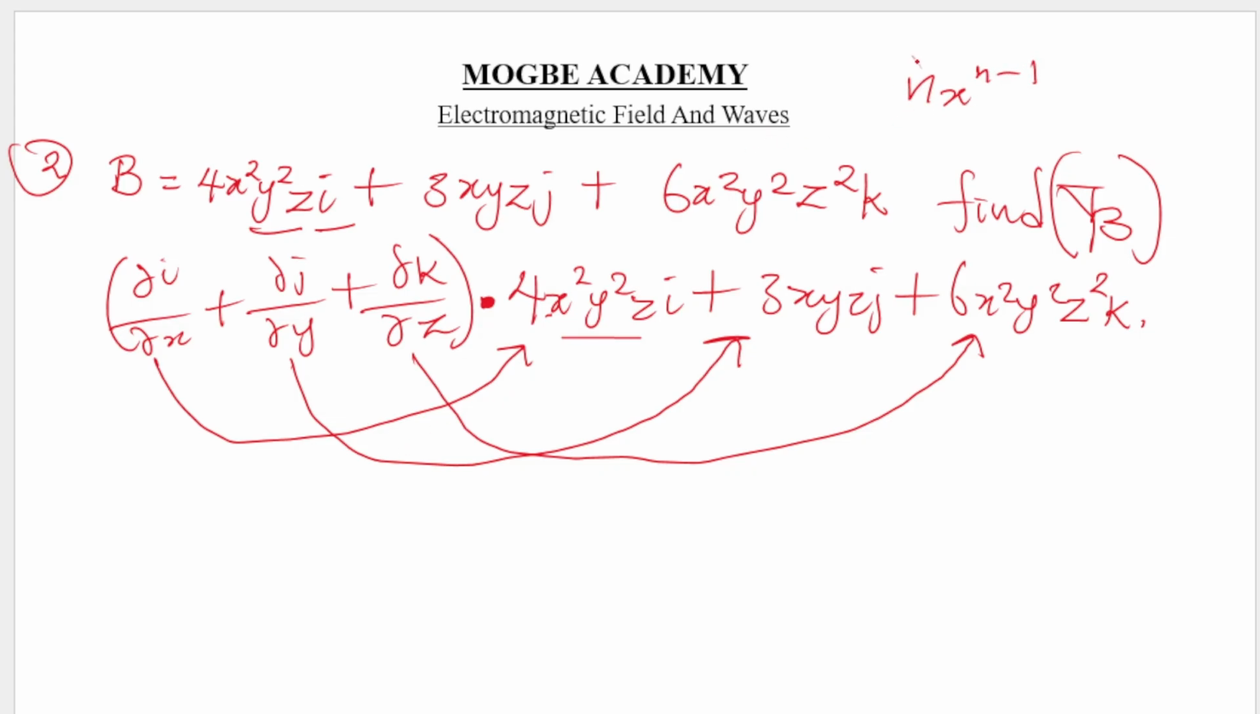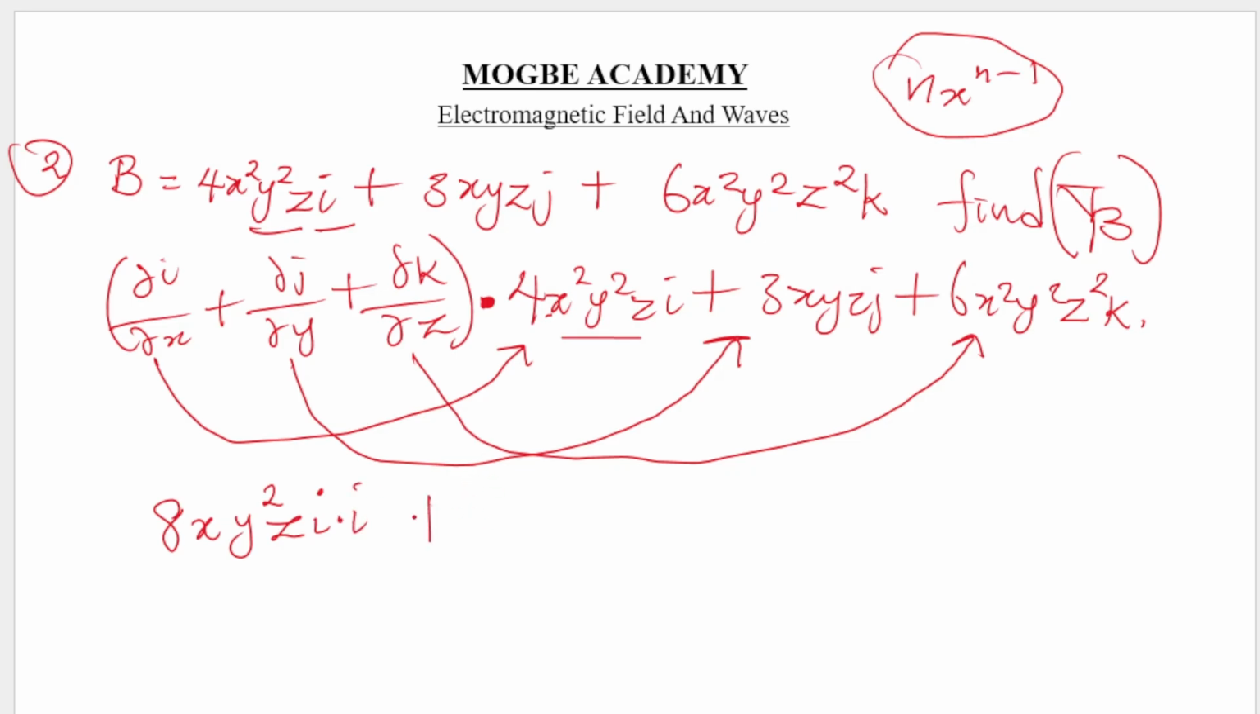Now, if you apply this concept in differentiating the i component 4x square y square z with respect to x, our interest will now just be on 4x square. If you differentiate 4x square, that will give you 8x. And what are you left with? You're now left with y square z of i. Remember, what you have here will be i multiplied by i. Let's go over to the next one.